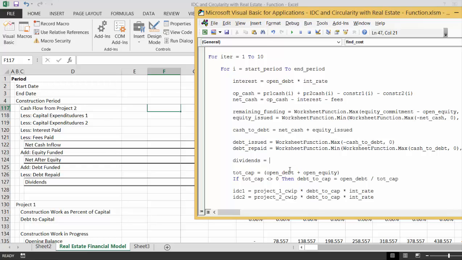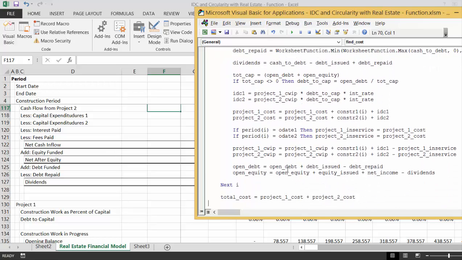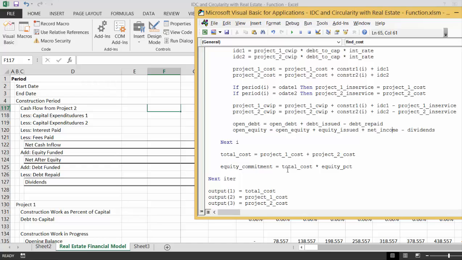Dividends equals cash to debt minus debt issued plus debt repaid. Okay, now if we go down, we still have to compute the net income. I think we've got just about everything else finished.